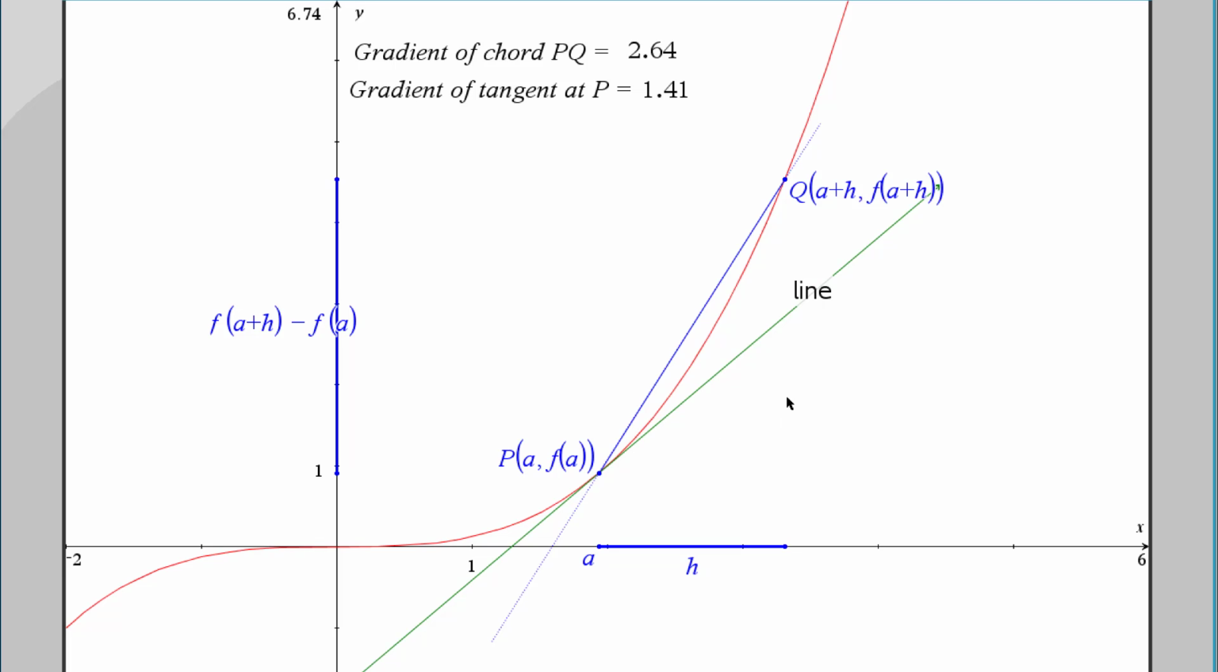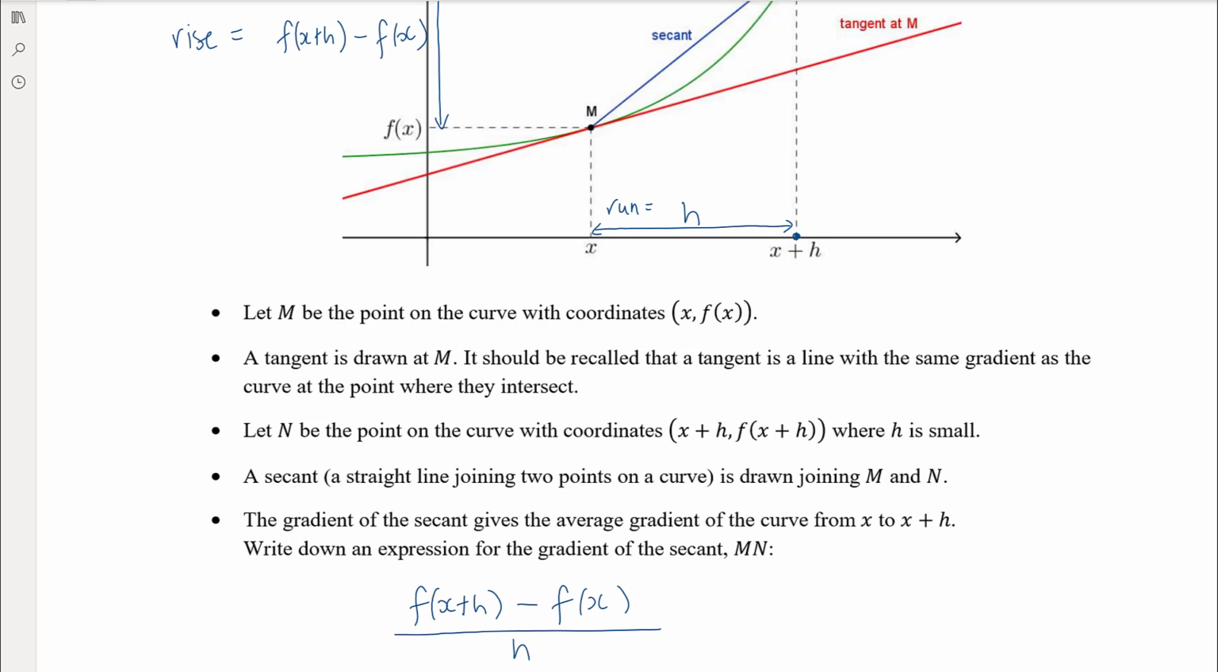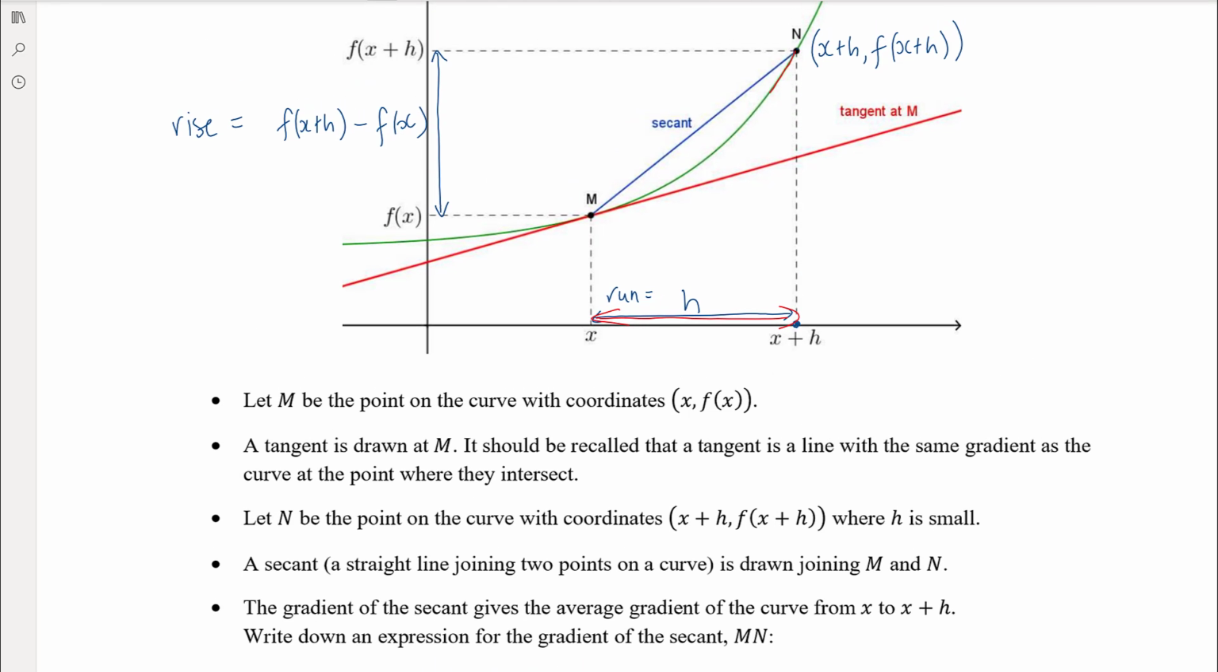So I'm going to go back over to the notes and talk through the rest of the theory there, and then work through those examples. Okay, so here we are back here, and we saw the whole idea about using the blue line to approximate the gradient for the red line, or to allow us to calculate the gradient for the red line, is about making this distance h smaller and smaller. So we want to move the point n along the line, which will therefore make the value of h smaller, therefore make the blue line more and more like the red line, and hence we're getting a better and better version of the gradient of the red line.